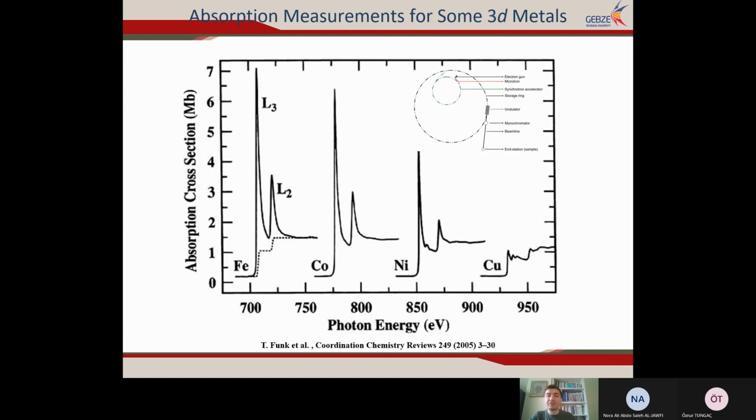So now let me show you some absorption measurements of 3D metals. What do you see here?